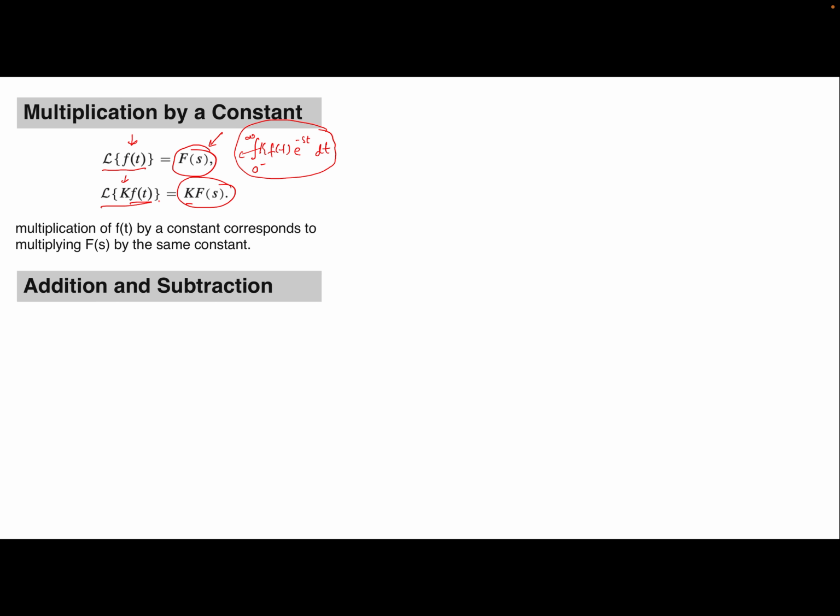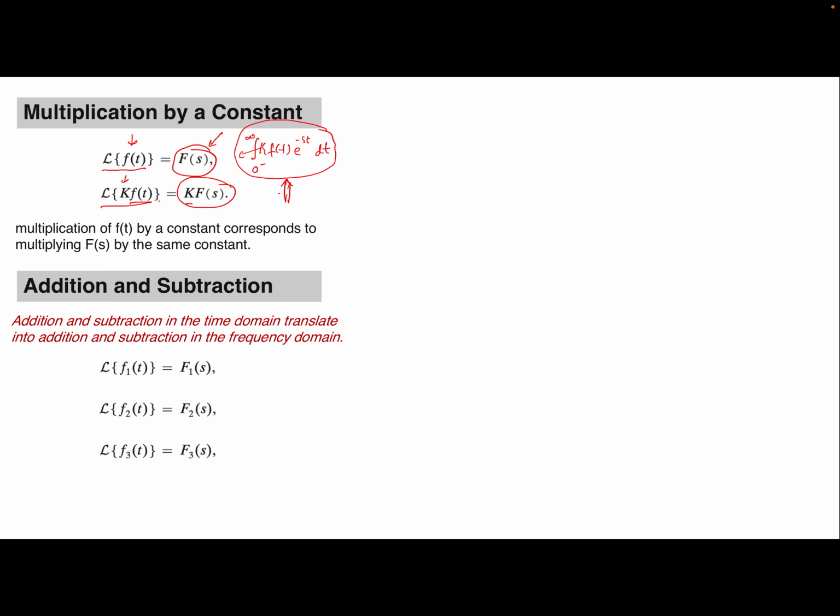Again, very similar. Consider this integral, right? Again, in this integral, f of t times e to the power minus st, if you have multiple functions, f1 of t plus f2 of t plus f3 of t, essentially you're going to have multiple integrals as well. So it's a very linear operation. So addition and subtraction in the time domain translate to addition and subtraction in the frequency domain.